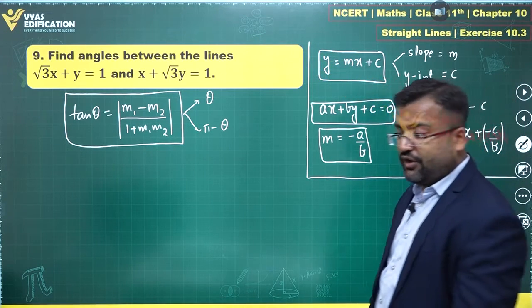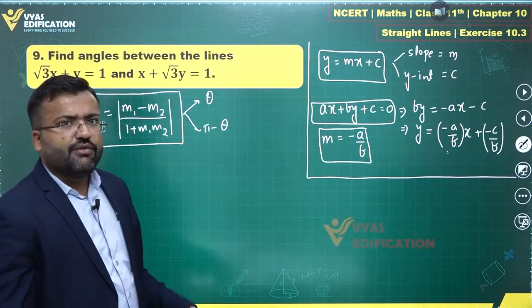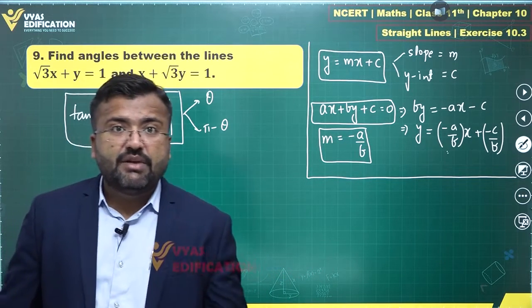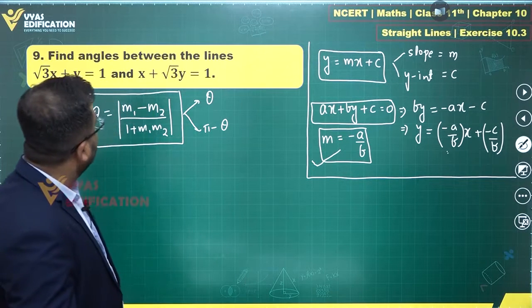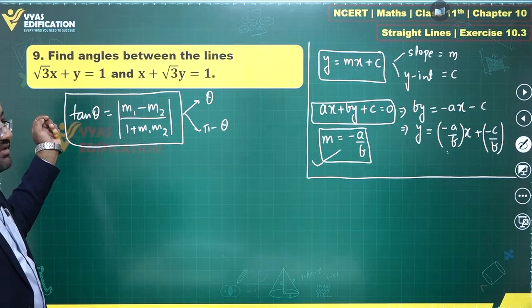Just as a check, you can always write the slope as minus of coefficient of x upon coefficient of y. Take the ratio of coefficient of x to coefficient of y and add an extra minus over there. Multiply with an extra minus and you get the slope in all such cases, right? So the slope of this line will be root 3 upon 1 with a minus. That becomes minus root 3.